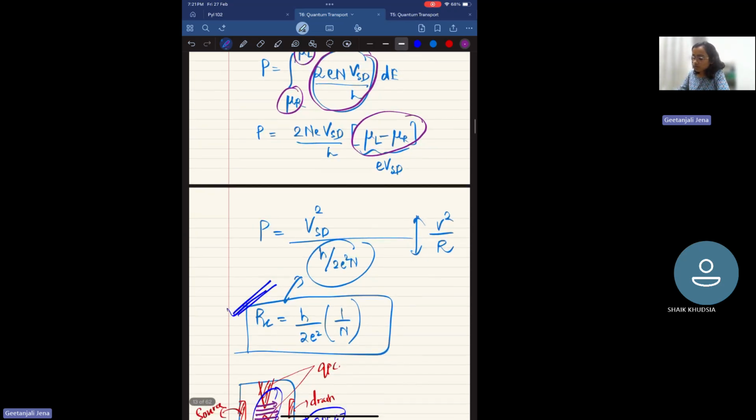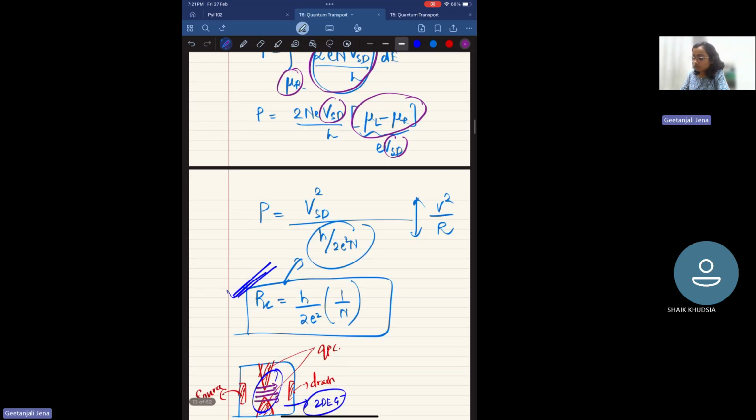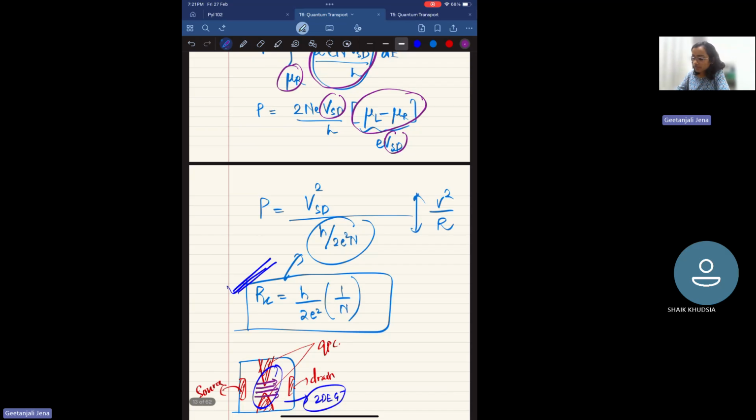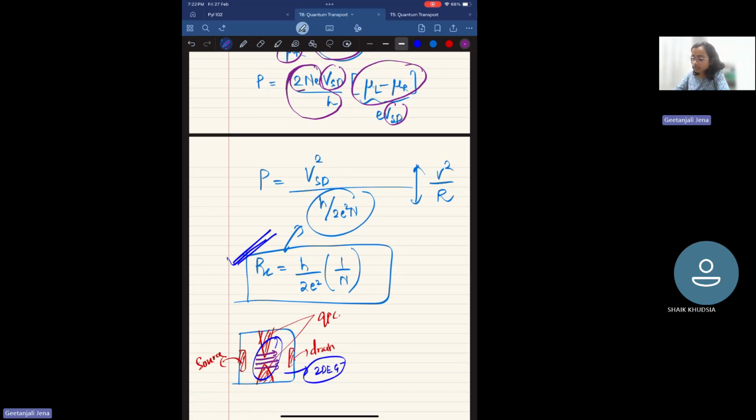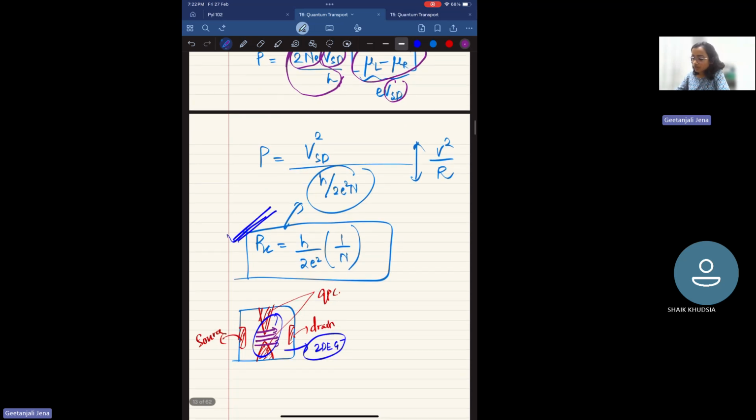So now you have a V_ST here and a V_ST here. So you have the square of the voltage divided by something. I rewrite this so that I can get a value of resistance. I have taken the 2Ne to the denominator, so V squared over h by 2e squared N. This power expression is similar to V squared by R. So that means R is h by 2e squared N.